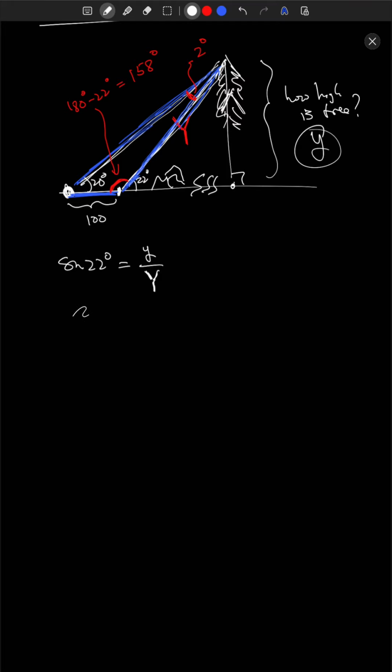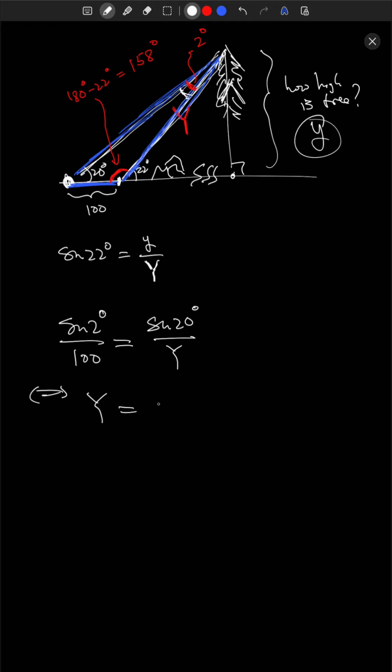Okay, so sine of 2 degrees over 100, right? So that's this angle right there over its opposite is equal to sine of 20 degrees over capital Y, right? And I'm involving capital Y because that's the quantity that I would like to know. And so immediately I figured out that capital Y is equal to 100 over sine of 2 degrees and then times sine of 20 degrees, just solving the algebra.